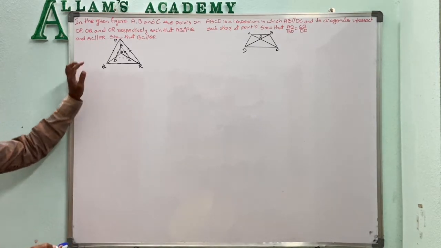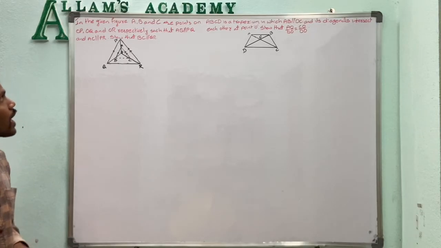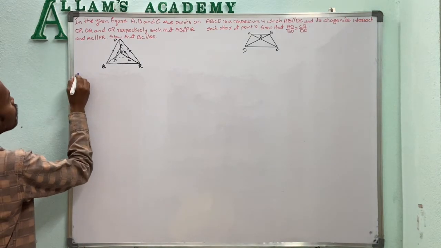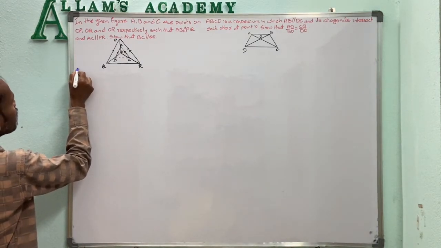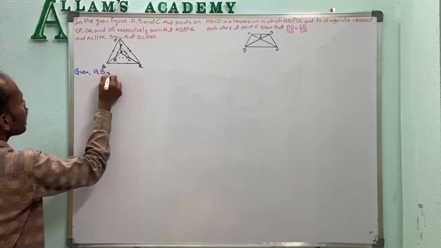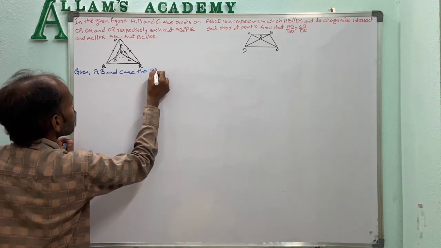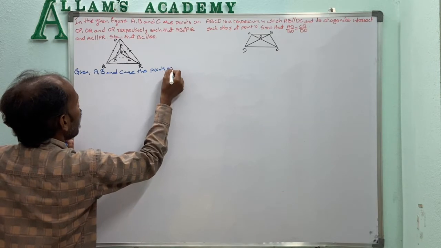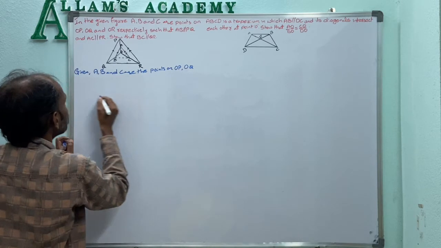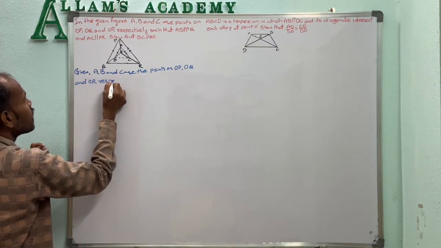Now if we observe, OPQ looks like a triangle. So first, writing the given: A, B and C are the points on OP, OQ and OR respectively.